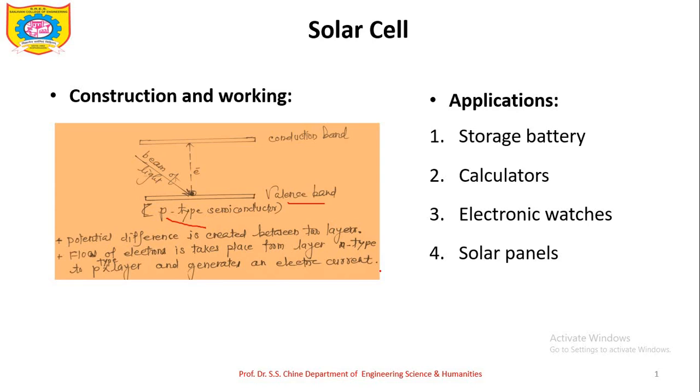The applications of this solar cell or photovoltaic cell are that they are used in storage batteries, calculators, electronic watches, solar panels, etc. And from solar panels we also generate electricity to a large extent. So all this is about the solar cell and our Unit 5, batteries and fuel cells. Here Unit 5 is completed.